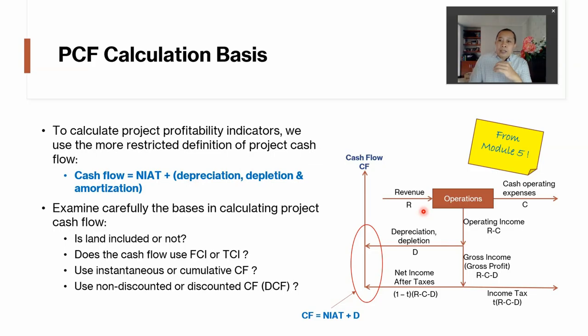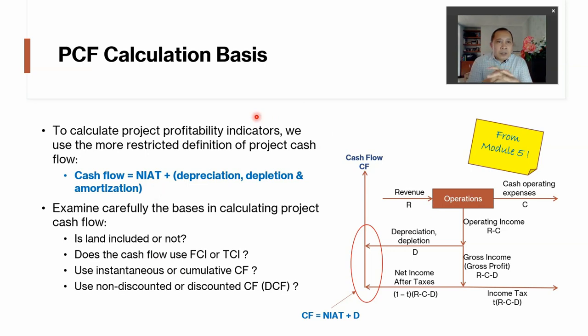So on the right-hand side here, this is the model for calculation of project cash flow. And if we remember several segments ago, we mentioned that to calculate project profitability indicators, we use the more restricted version of project cash flow definition, in which case cash flow is defined as NIAT, net income after tax, or some people also say NPAT, net profit after tax.